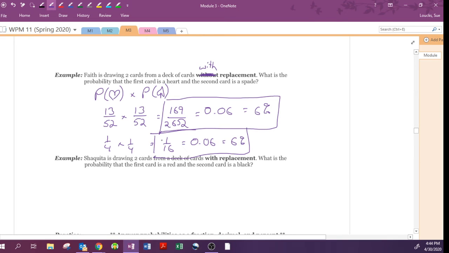Okay, second example. Shakita is drawing 2 cards from a deck of cards with replacement. What's the probability that the first card is red and the second card is black? So we've got the probability of red times the probability of black. Well, they're half and half, right? So the probability that the first card is red is 1/2, and the probability that the second card is black, if we've put the first card back, is also 1/2. So that's 1/4, which is 0.25, which is 25%.